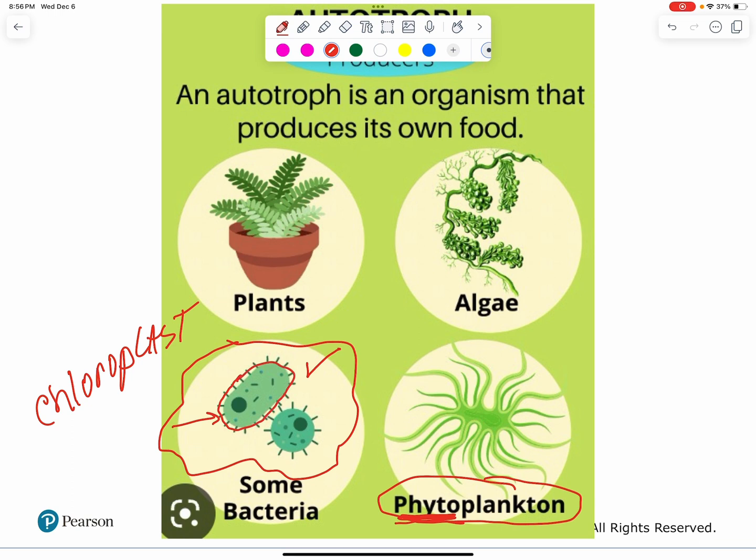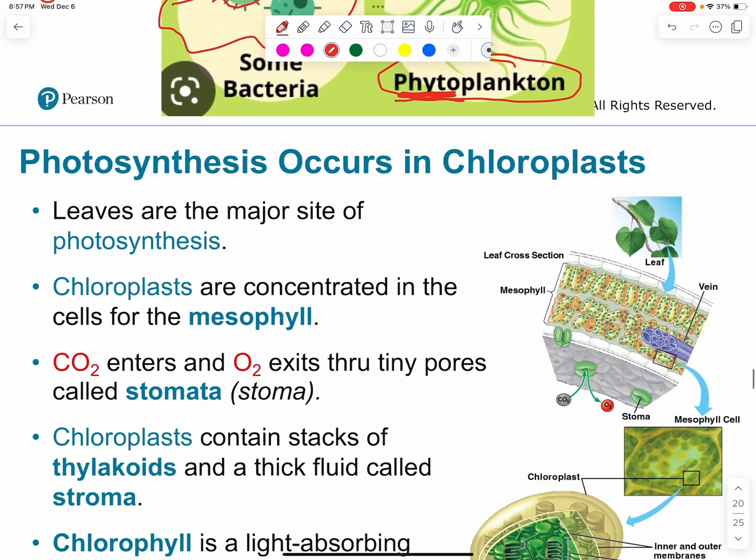So double membraned chloroplasts and mitochondria have evidence that they were free living and they were engulfed. Everything that gets engulfed by a eukaryotic cell would have that outer membrane that was their cell membrane at one point.